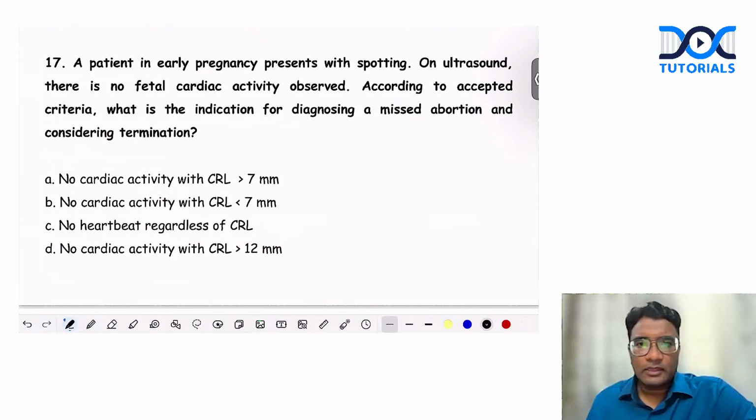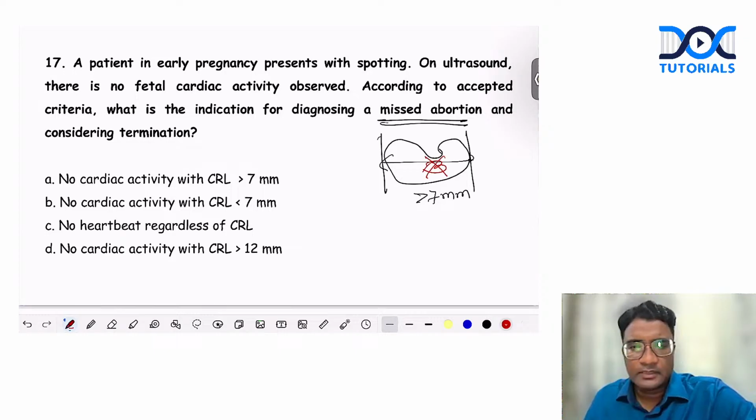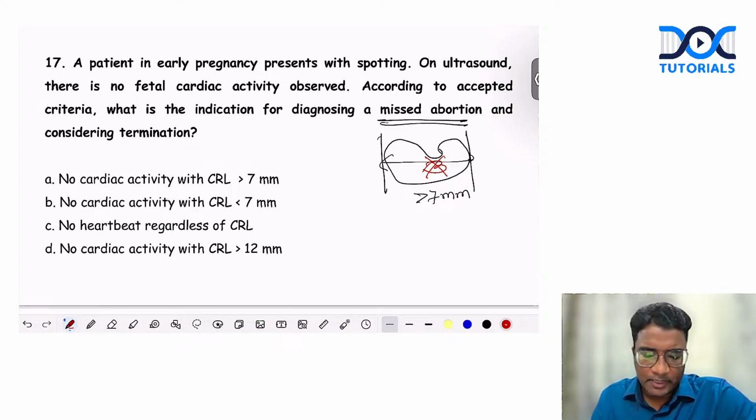Next, we discussed this in our women imaging, obstetric imaging part of radiology, and I hope you have done this right. So they basically asked you the definition of a missed abortion. What is the definition of missed abortion? When the crown rump length of the embryo is more than 7 mm and you don't see any cardiac activity inside, this is what is missed abortion or the failed intrauterine pregnancy. Remember two criteria. One is a crown rump length more than 7 mm and no cardiac activity.